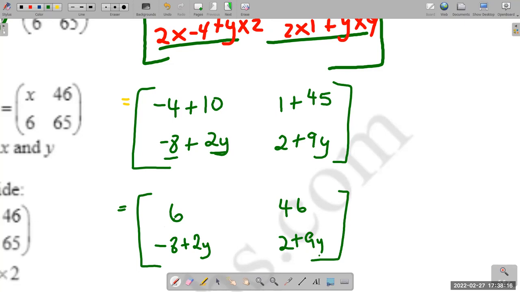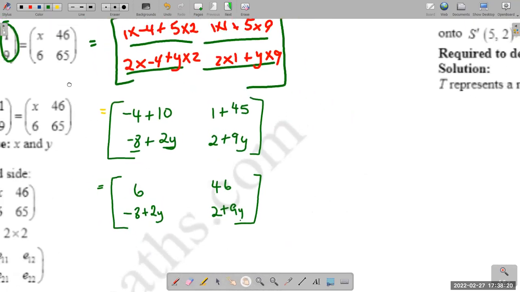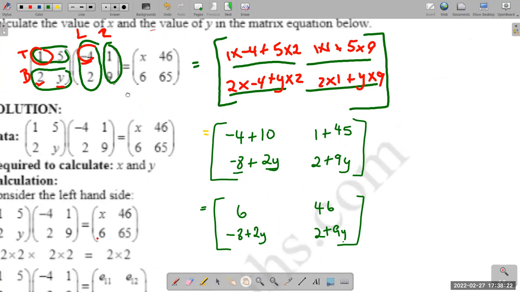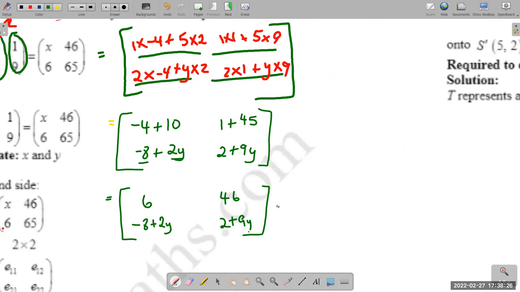So once you get this, where do you go from here? Remember, they gave you the answer for that. When you multiply these two things, they gave you the answer over here. So guess what you have to do? Match it up. So this is equal to x 46, 6 65.